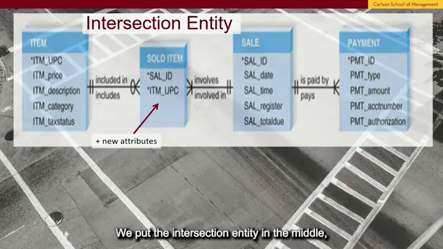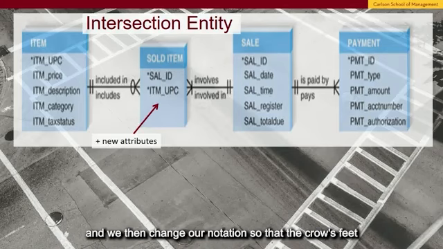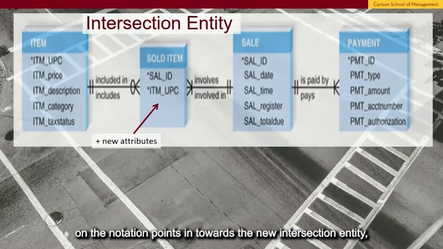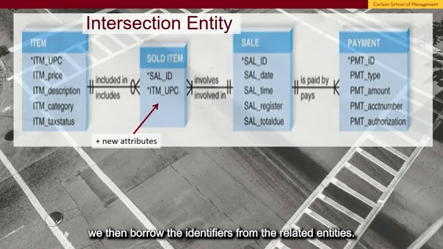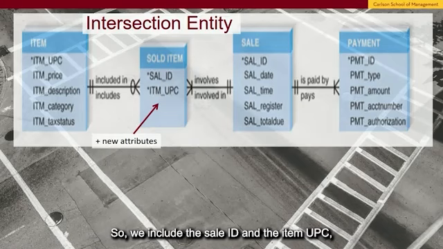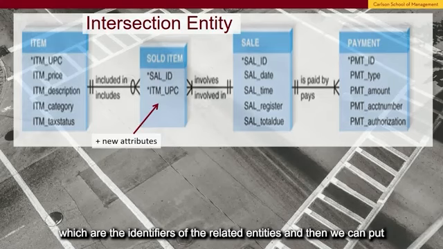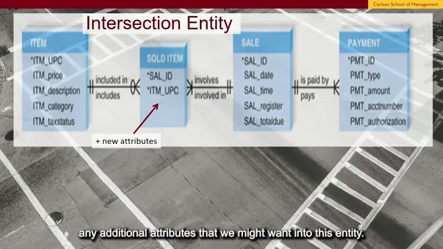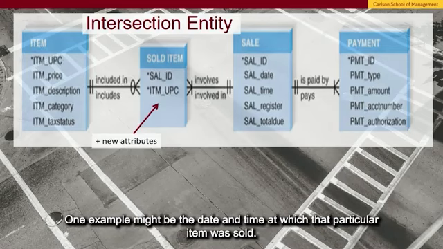We put the intersection entity in the middle, and we then change our notation so that the crow's feet on the notation point in towards the new intersection entity. We then borrow the identifiers from the related entities, so we include the sale ID and the item UPC, which are the identifiers of the related entities. And then we can put any additional attributes that we might want into this entity. One example might be the date and time at which that particular item was sold.